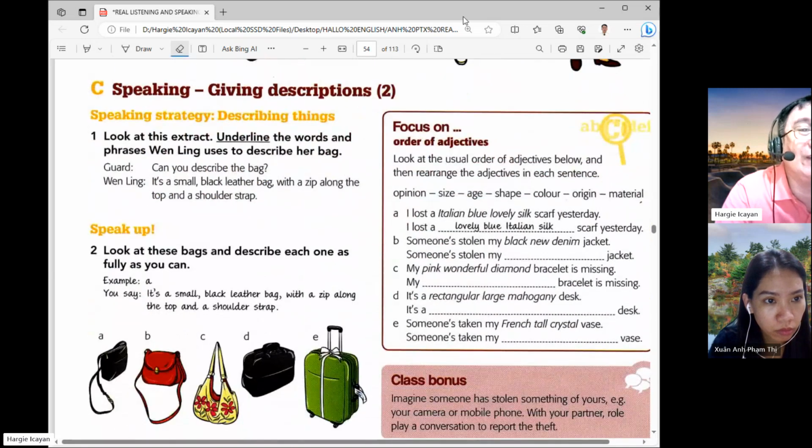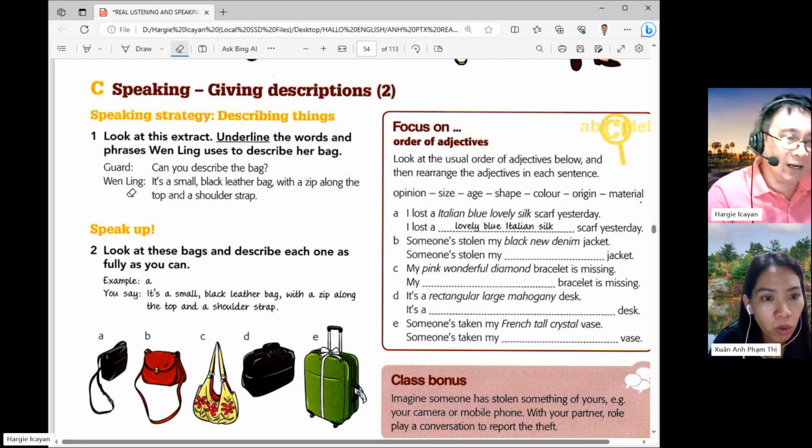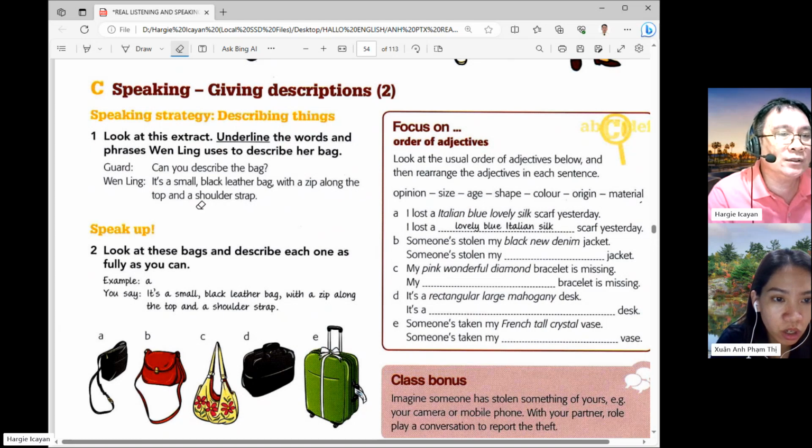Now, speaking, giving descriptions too. Look at the extract. Underline the words and phrases Ling uses to describe her bag. The guard said, can you describe the bag? So Wen Ling said, this is a small black leather bag with a zip along the top and a shoulder strap.